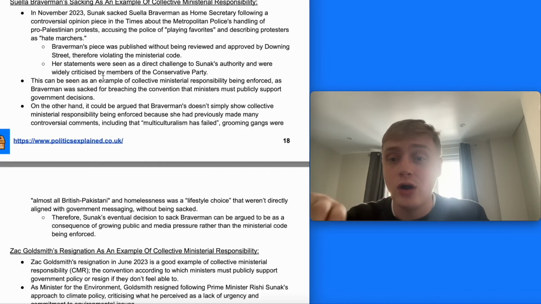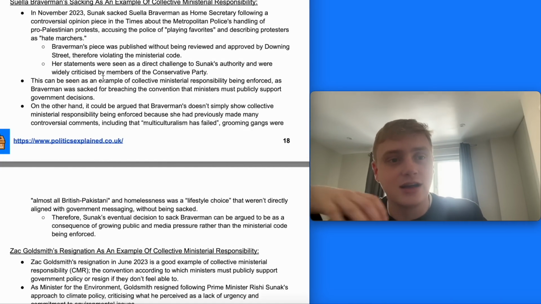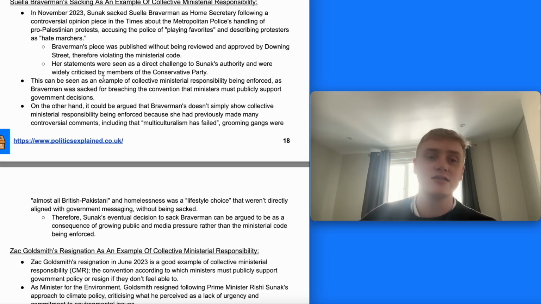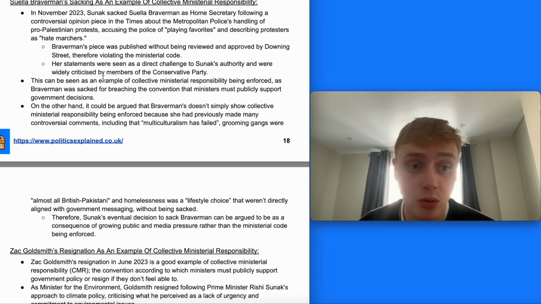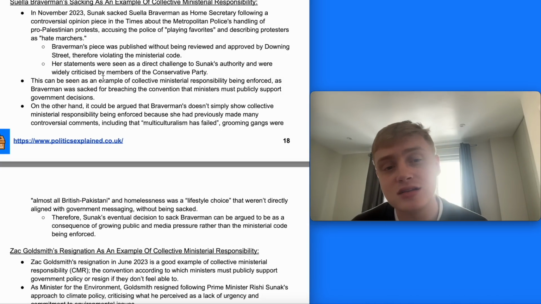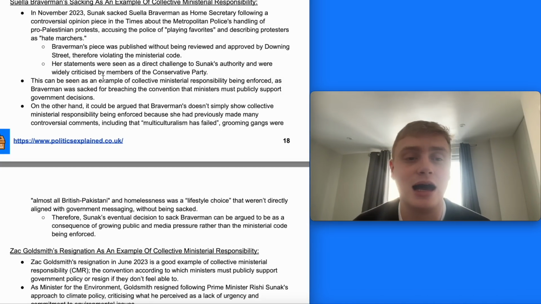And effectively, as a result, Sunak sacked Suella Braverman for breaking collective ministerial responsibility. And this can be seen as an example of collective ministerial responsibility being important and being enforced. But on the other hand, it's important to recognise that beforehand, Braverman had made a number of comments that were very controversial and weren't directly aligned with government messaging without being sacked. So she called homelessness a lifestyle choice, said grooming gangs were almost all British Pakistani, despite evidence from the Home Office, from her own department, directly contradicting that, and said that multiculturalism had failed, without being sacked.